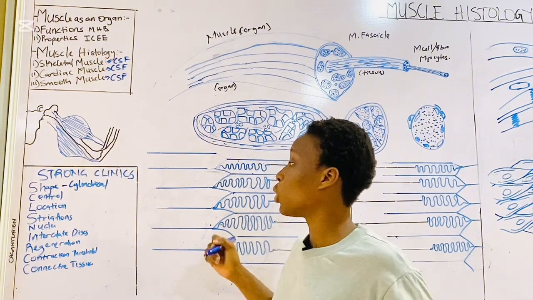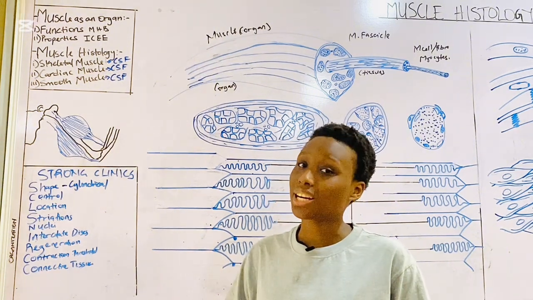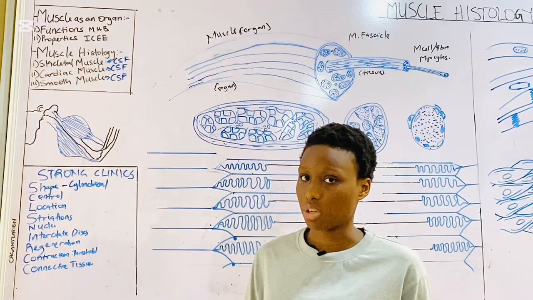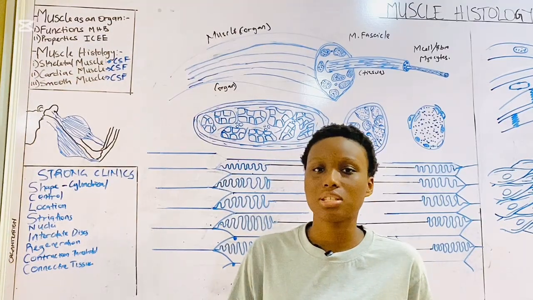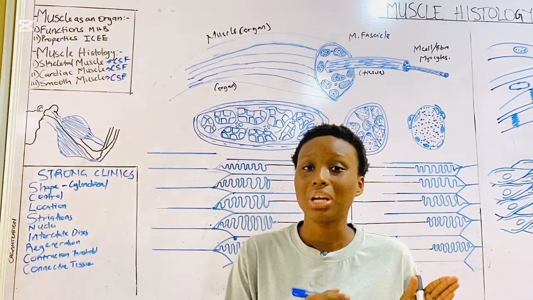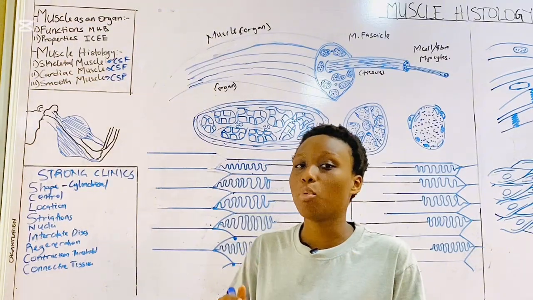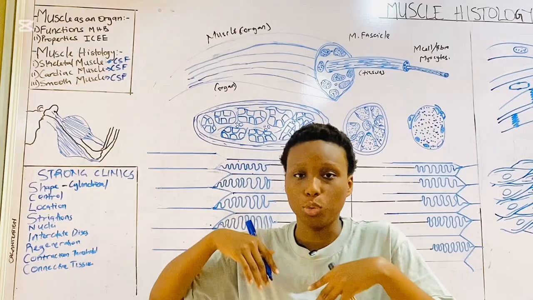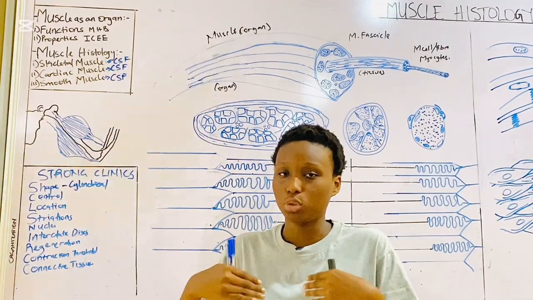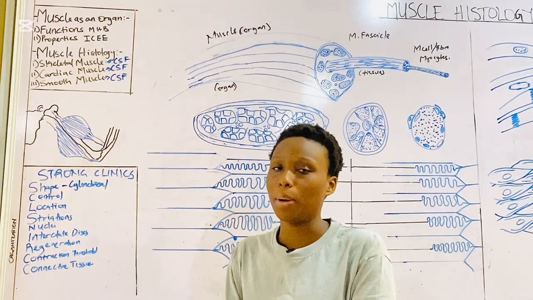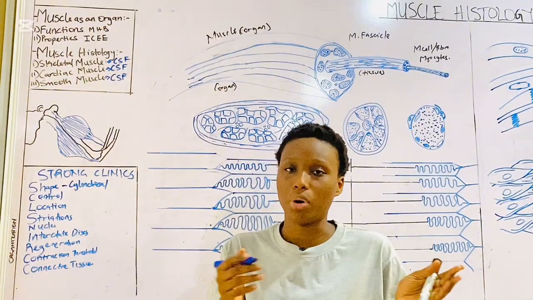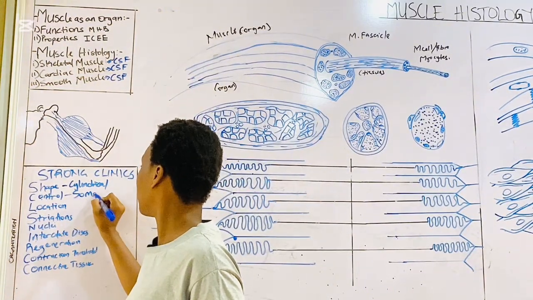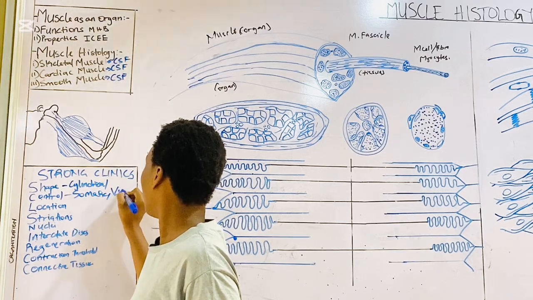So for control, we are going to write somatic nervous system. Remember, somatic nervous system and voluntary. The somatic nervous system transmits impulses from the central nervous system to enable voluntary movement. If I want to move my arm, for the information to be passed to my muscle, it's going to be via the somatic branch of the nervous system. Somatic, voluntary.